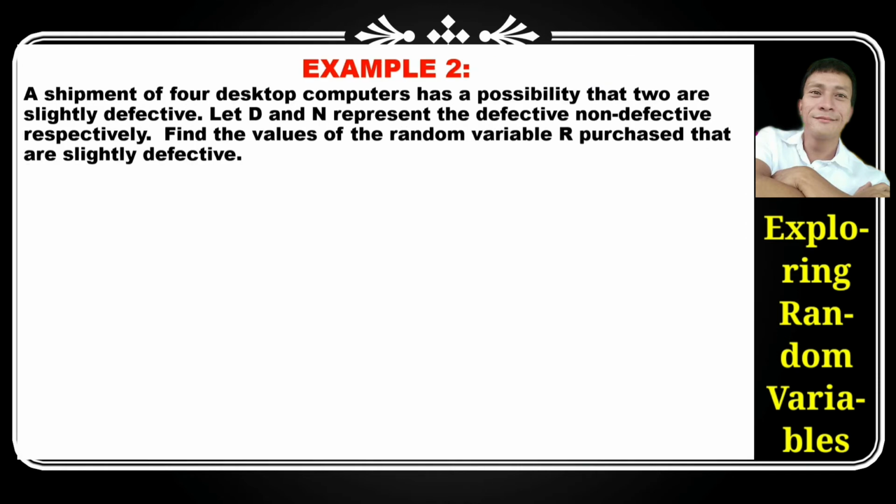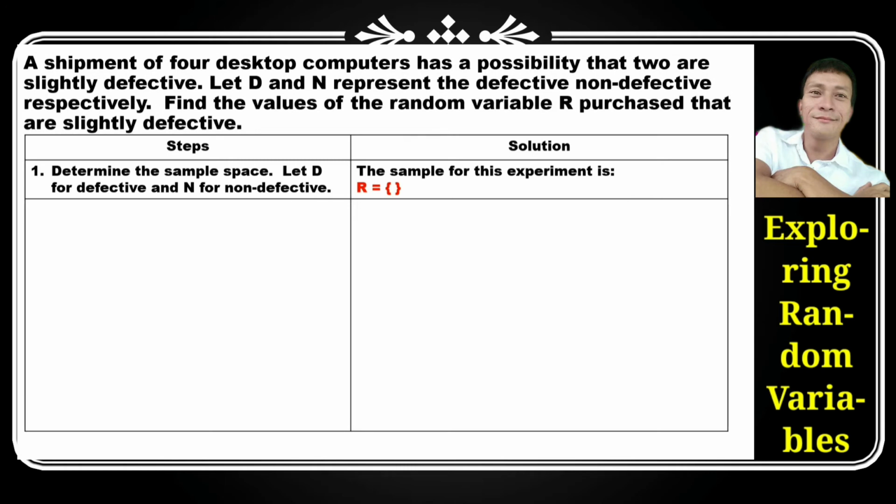Next, example 2. A shipment of 4 desktop computers has a possibility that 2 are slightly defective. Let D and N represent the defective and non-defective respectively. Find the values of the random variable R purchased that are slightly defective. In this problem, let us list the sample space in order.